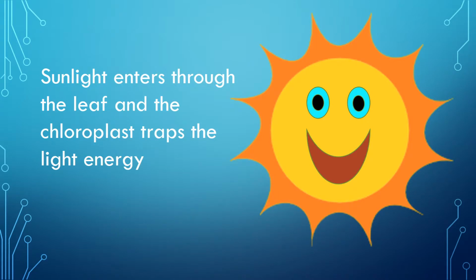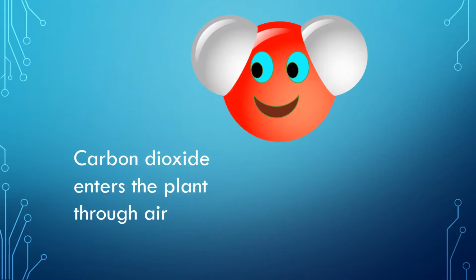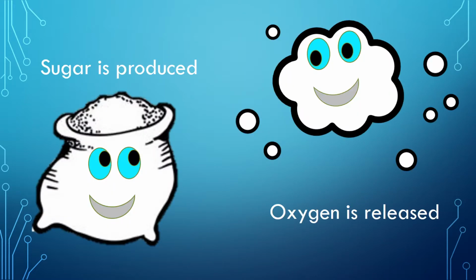Sunlight enters the leaf in the chloroplast and traps the light energy. Water then enters through the roots of the plants, and carbon dioxide enters through the air. Sugar is formed during photosynthesis, and then oxygen is released at the end of photosynthesis.